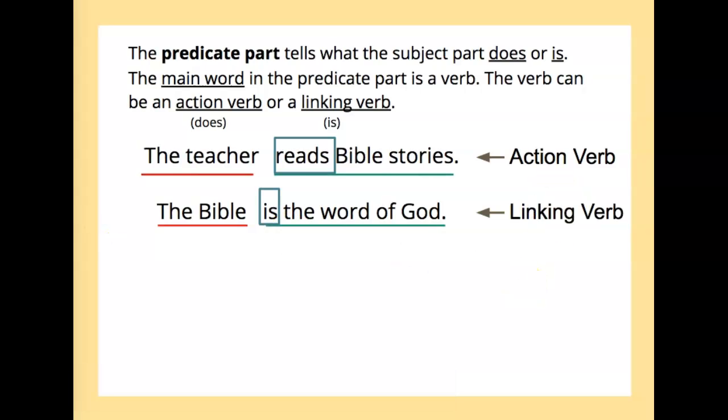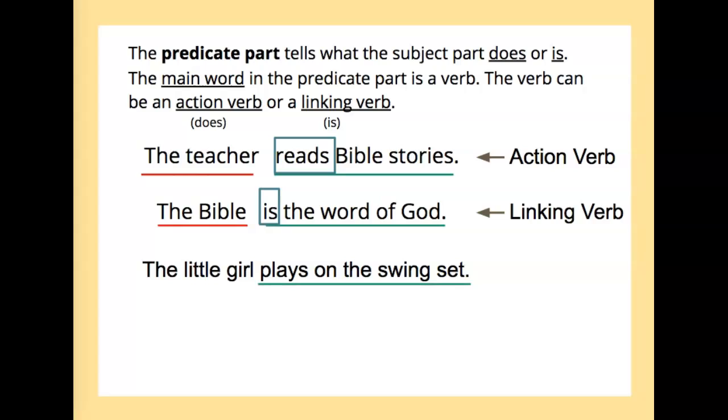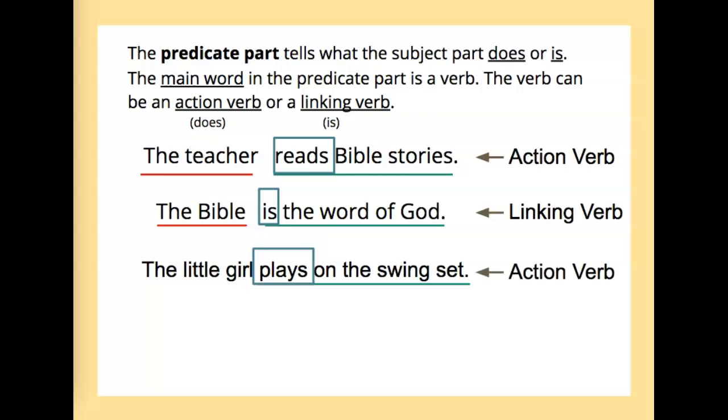Let's try a couple more. The little girl plays on the swing set. What's the predicate part in this sentence? It is plays on the swing set. Then what's the main word in this predicate part? Remember, the main word in the predicate part is the verb. So the main word is plays. The verb plays is the main word in this sentence. Then is the verb plays an action verb or linking verb? It is an action verb.